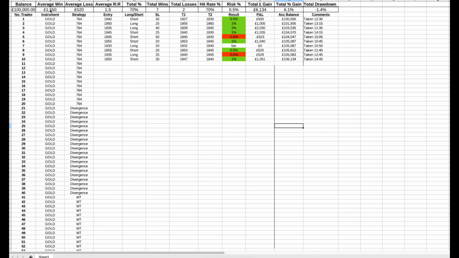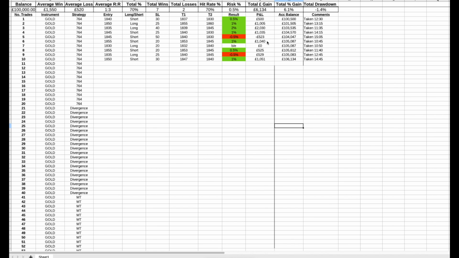So the average win for this, my 764 strategy, is about 1,500 quid average profit. Loss was about 500 or so. So it's about 0.5%, about 1.5% profit. That is about a 1 to 3 average risk to reward. Total wins is about 70% so far. So 7 out of 10 so far: 2 losses, 1 break even. So hit rate's about 70%.